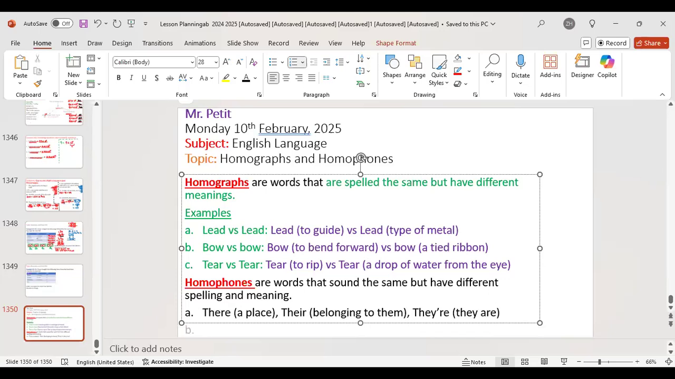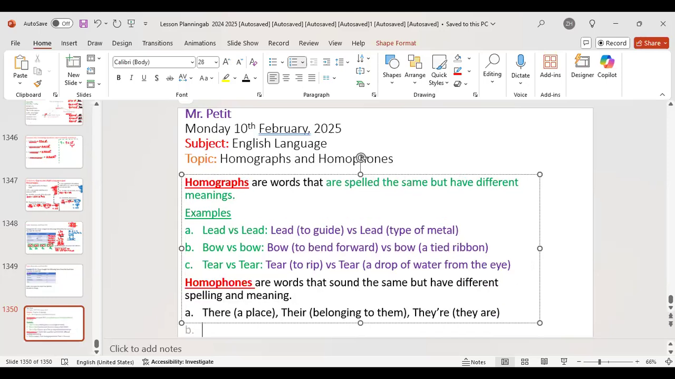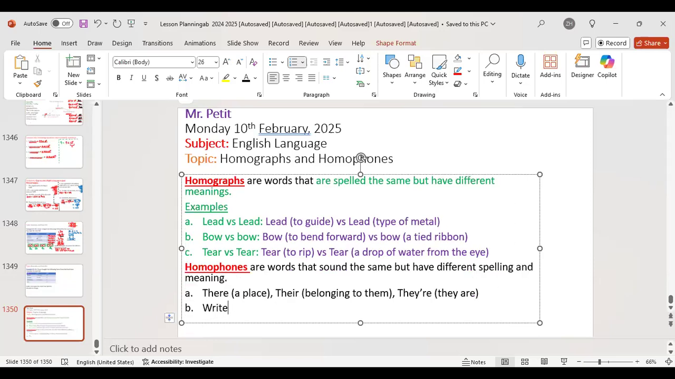Buy, by and bye. Oh, that's a good one. By as in he went by the shop. Aisle and I'll. He went to the aisle to buy the carton of milk. Right and right, which means to write. It's three words: right, rite and write.